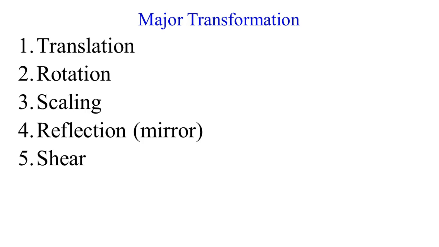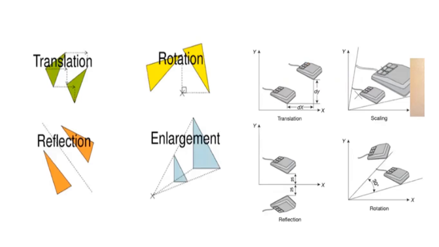Here are some of the major transformations. You can see different types of geometric transformation starting from translation, rotation, scaling, reflection, or you can say mirror, and last is shear. So now one by one we will see in detail. So first is translation. So that all are mentioned here. Translation, rotation, scaling, reflection. So reflection is also called as mirror.